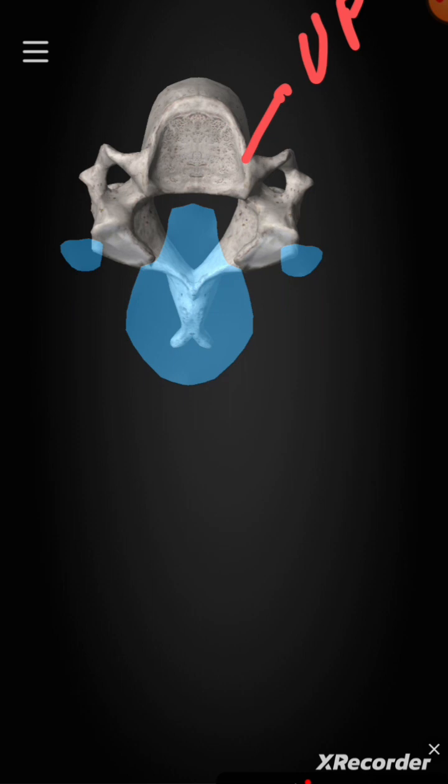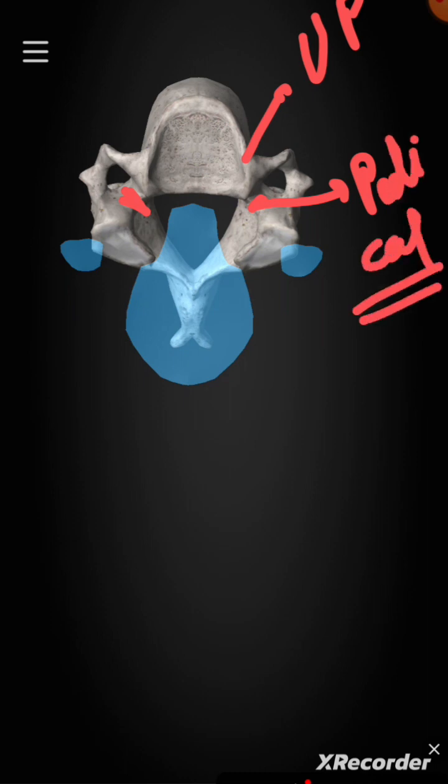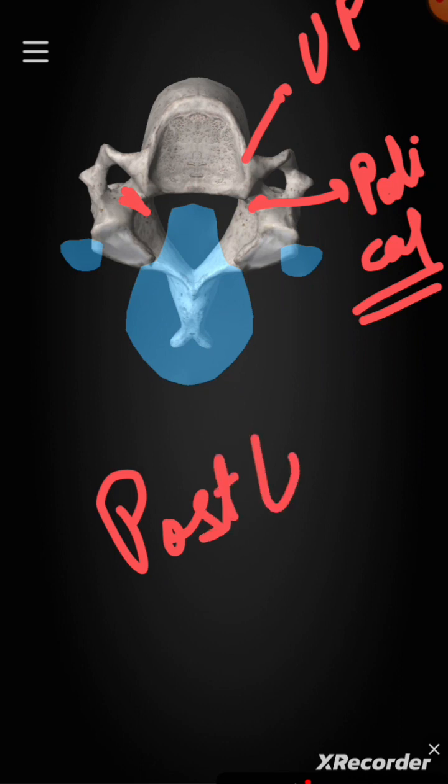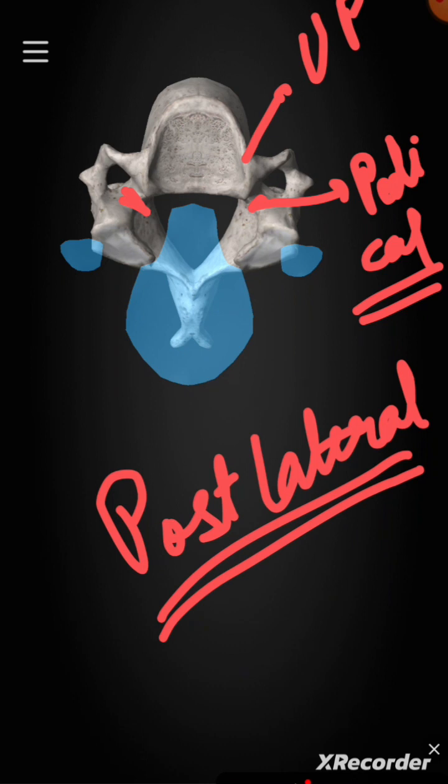Wait a second. This region and this. This is the pedicle of the vertebra. Actually it is the pedicle of the vertebral arch. It arises from the posterior lateral side of the body, midway between the upper and lower margin. It arises from the posterior lateral margin.